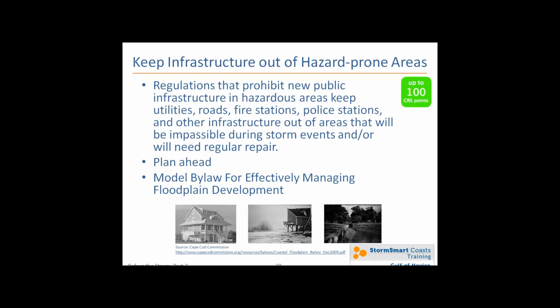In order to safeguard essential public infrastructure, such as utilities, roads, fire stations, and police stations, it's essential to develop your zoning regulations to keep this infrastructure out of vulnerable areas and areas that may be difficult to reach during a storm. Planning ahead is key to mitigating storm damage, so you should think about your community's future infrastructure needs, particularly in areas where there may be new development, and write your zoning regulations accordingly.